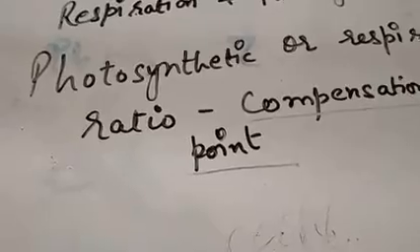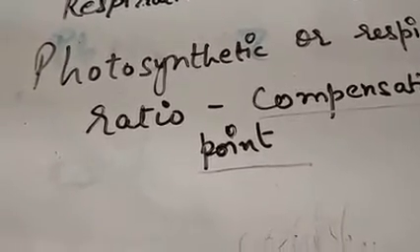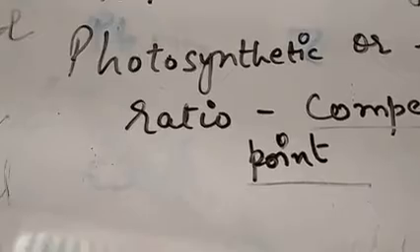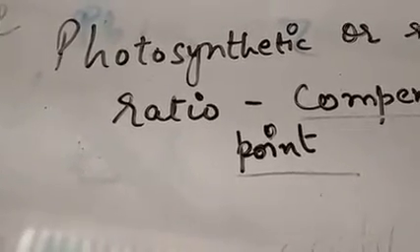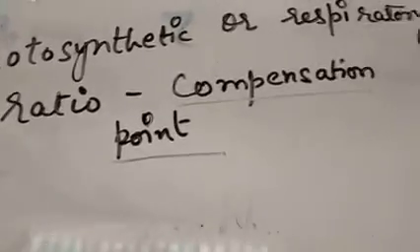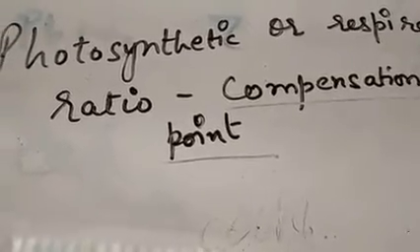In the experiment, we use soda lime. What is the work of soda lime in the experiment? Soda lime absorbs any carbon dioxide present in the incoming air. So lime water will not turn milky if soda lime is present, and in the other one lime water will turn milky, showing that the plant is producing carbon dioxide.